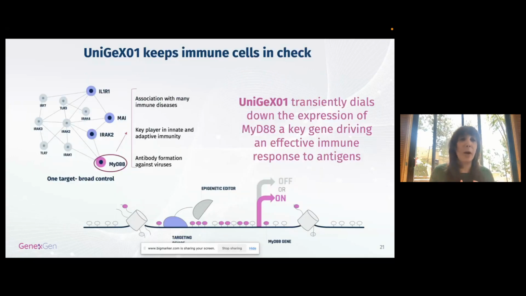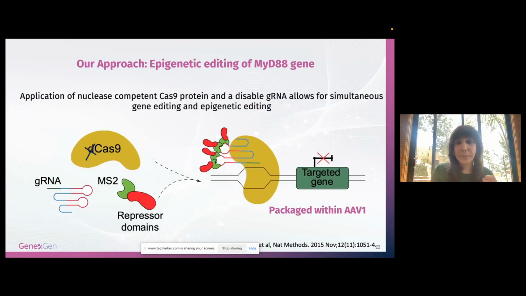And as I mentioned, our first focus is to regulate MyD88 because it is a key gene that drives the effective immune response against the antigens, and specifically viral-based gene therapy antigens. We have done a number of studies before using the CRISPR technologies, where we have shown that we can target the promoter region of MyD88 and create an epigenetic repression and tune down the level of MyD88.